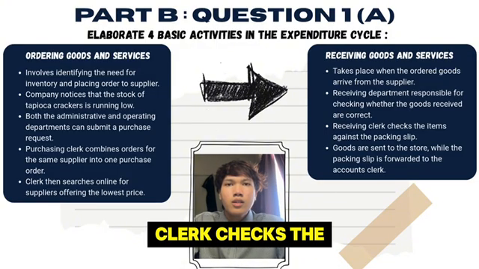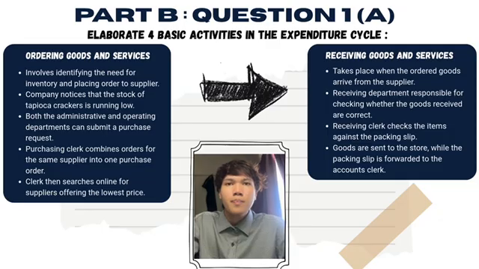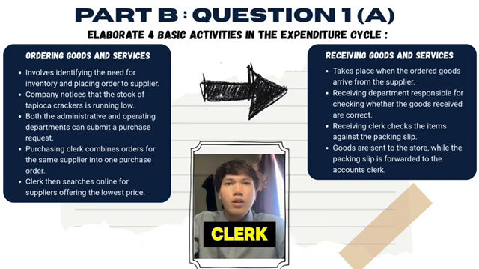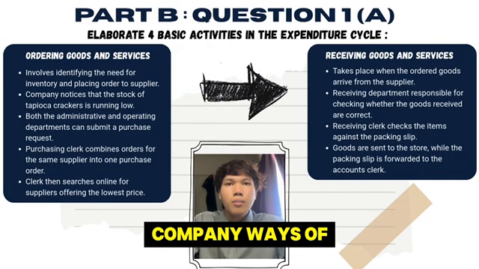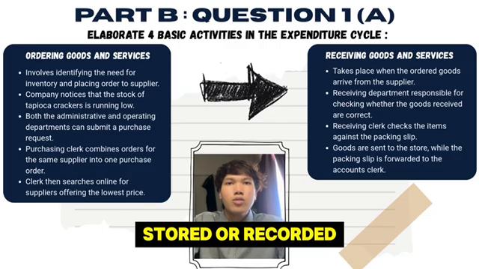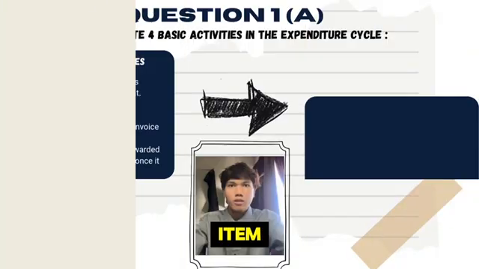the receiving clerk checks the goods against the packing slip provided by the supplier. Once everything has been verified, the crackers are transferred to the store for storage, while the packing slip is forwarded to the account clerk for further processing. In other words, this is the company's way of confirming that the correct goods have been received before they are stored or recorded, helping to reduce the risk of error or missing items.